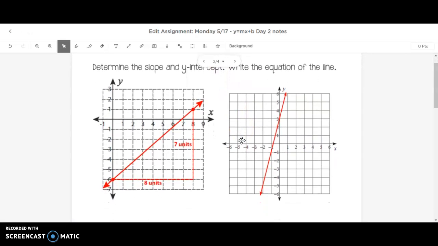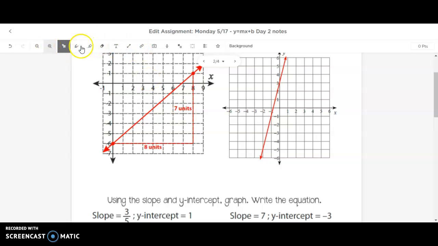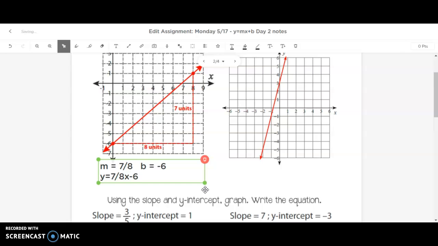Determine the slope and y-intercept. Write the equation of the line. So if I am taking a look here, my slope is going to be equal to my rise is 7, run is 8. My y-intercept is -6, so my equation is going to be 7/8x minus 6 then. So that's what we've been talking about over the last couple days.